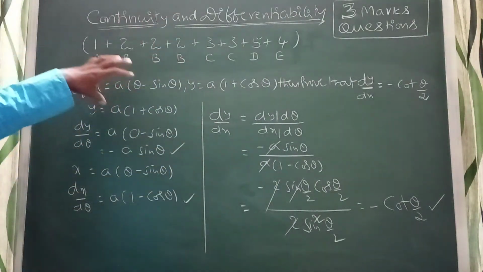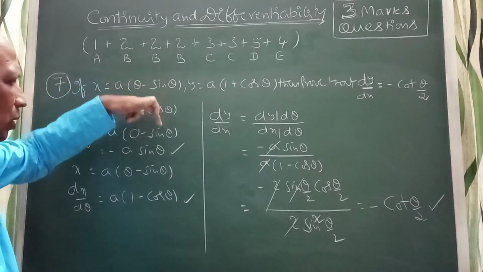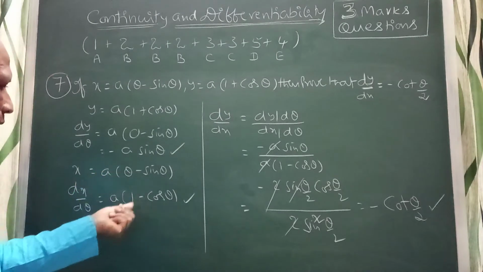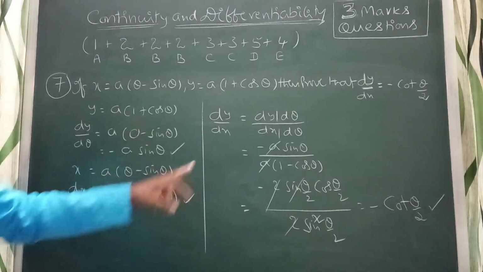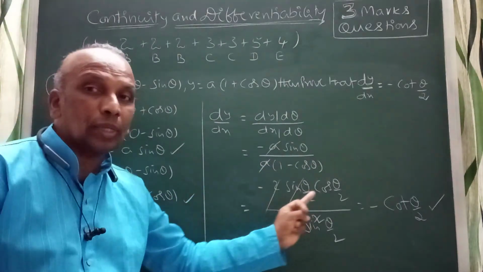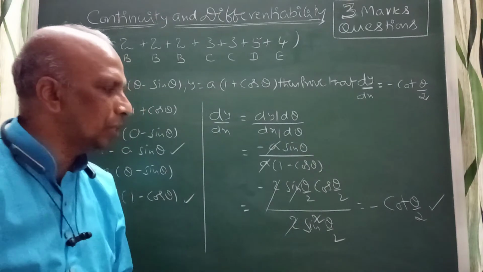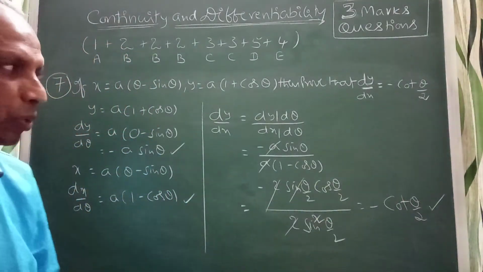I have taken the x and y values, dy by d theta: a into constant 0, derivative of cos theta is minus sin theta, so minus a sin theta. Derivative of theta is 1, derivative of sin theta is cos theta, so a into 1 minus cos theta. So this by this I have written. Sin theta is 2 sin theta by 2 cos theta by 2, and 1 minus cos theta is 2 sin square theta by 2. Simplify to get minus cot theta by 2. That way we can do this problem.